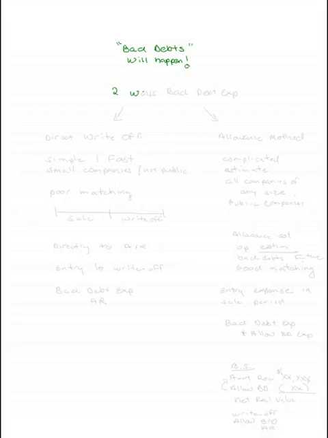There are two ways that you can calculate bad debt expense. One of these methods is called the direct write-off method, and the other method is called the allowance method.